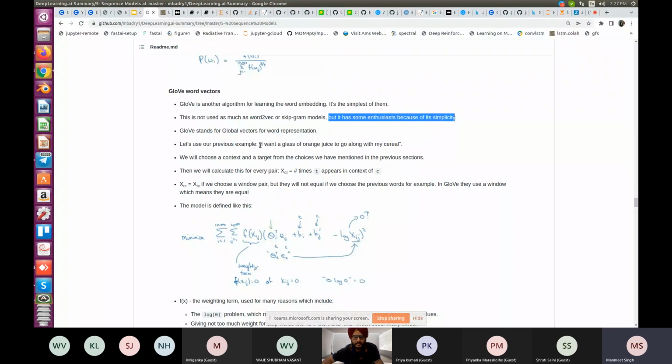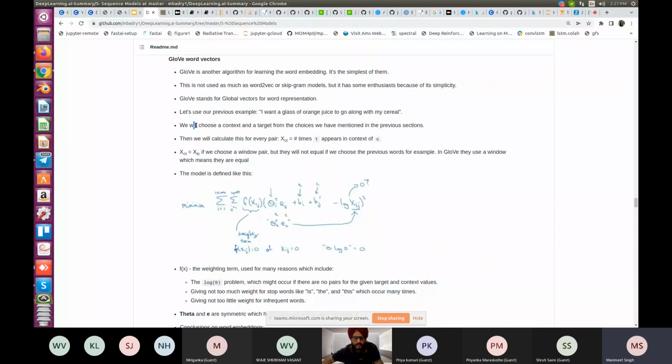And let us say we take our previous example: I want a glass of orange juice to go along with my cereal. Now we will choose a context and target from the choices we have mentioned in the above section. So you will have context and you will have some target. Then you will calculate for every pair X_ct, the number of times the target t appears in the context of c. Now X_ct equals X_tc if we choose a window pair.